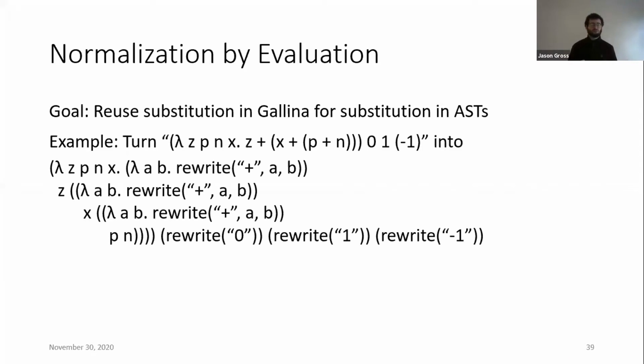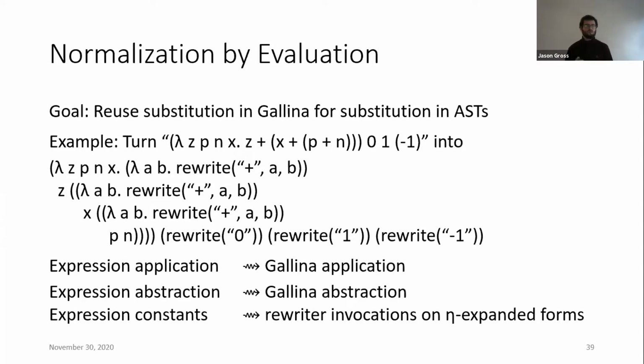On the slide, everything that's quoted is in this deeply embedded language of abstract syntax trees, and everything not in quotes is in Gallina. Here you see already what it looks like to fuse the rewriting with normalization by evaluation. The transformation that we've done here is that expression application turns into Gallina application, abstraction in our abstract syntax tree turns into abstraction in our functional programming language in Gallina, and expression constants become rewriter invocations on the eta-expanded forms. In standard NBE, you'd replace this last step with just constant application rather than rewriter invocations.